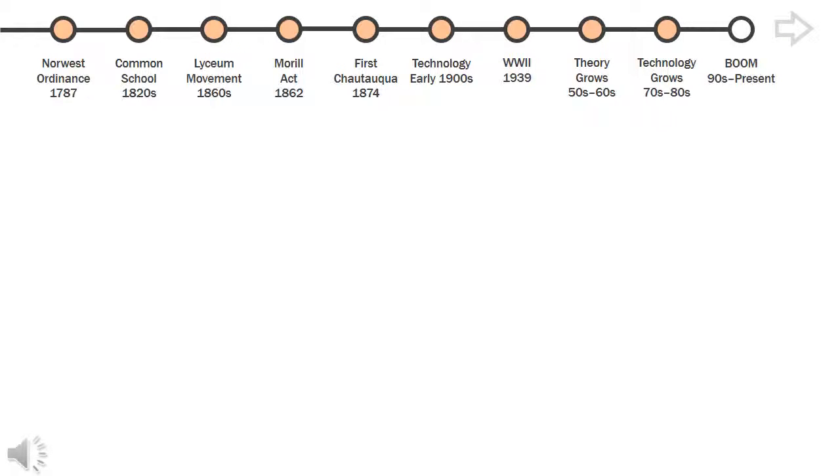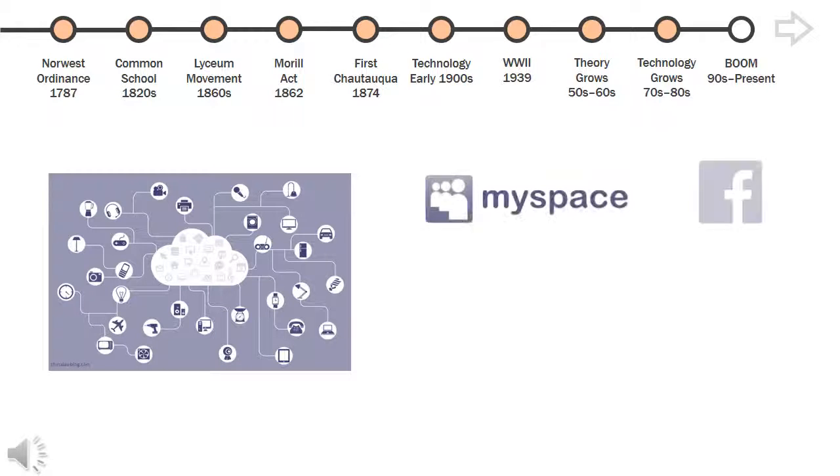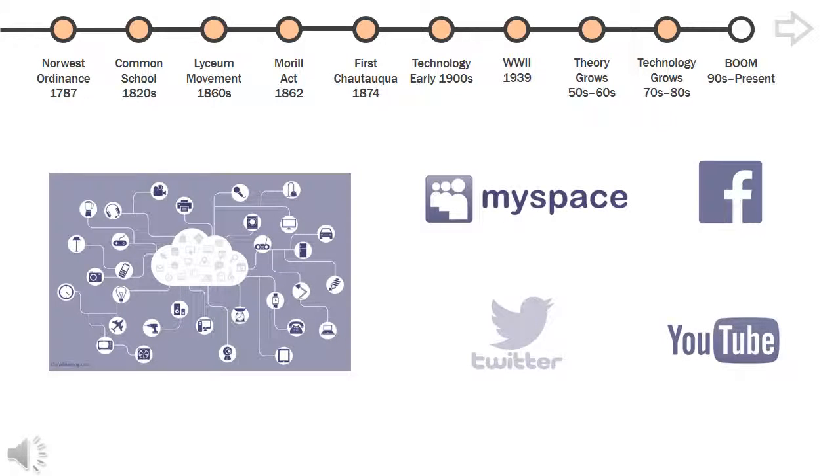As we enter the 90s and start to work our way up to the present, we enter the period of time that I like to refer to as the boom. This is the period of time in which technology and theory are exploding. Because first we had the birth of the internet in 1989, and from there it was a snowball effect of both technology and theory, with massive open online courses, also known as MOOCs, social networking such as MySpace, Facebook, YouTube, and the list goes on and on.